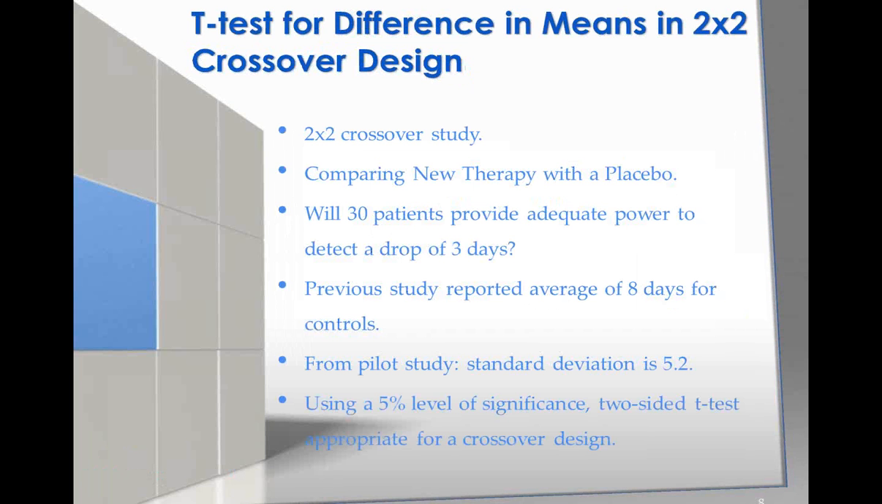So for this example, we're looking at a 2x2 crossover study. We're comparing a new mean with the placebo, and our question is, will 30 patients provide adequate power to detect a drop of 3 days? Now, a previous study reported an average of 8 days for controls, and from a pilot study we know that the standard deviation is 5.2. So in this example we're using a 5% level of significance and a 2-sided t-test, which is appropriate for a crossover design.